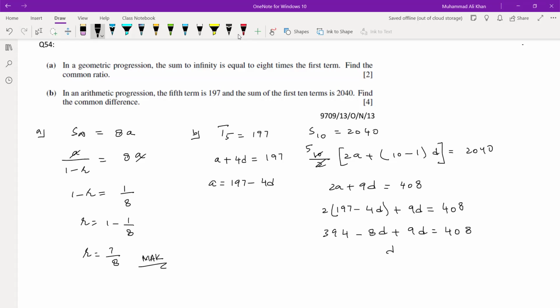9D minus 8D is D. 408 minus 394 is 14. And now, what is the value of A? 197 minus 4 times 14. What is A? 141. But we just have to calculate the common difference. We just have to calculate the common difference.